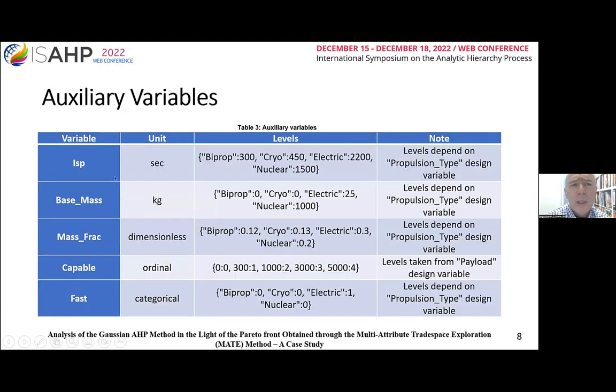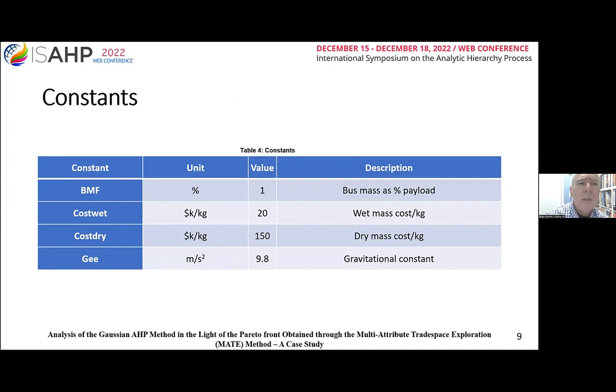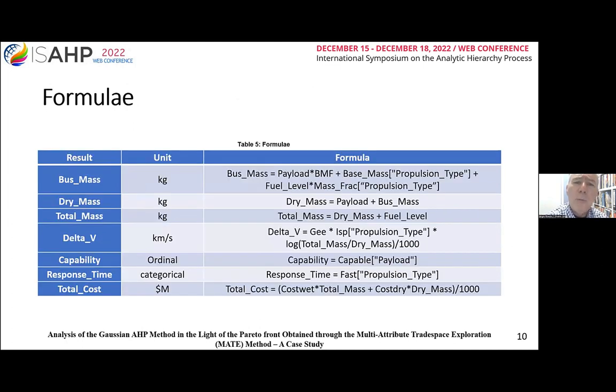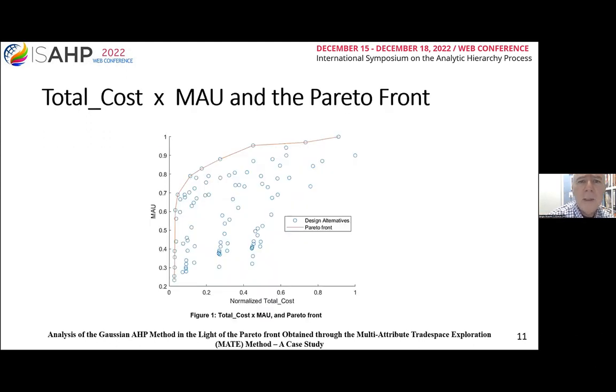They also used some auxiliary variables, which I'm not going to describe, as it's not of interest for this presentation, and some constants and some formulae. Our group used these formulae and auxiliary variables to generate an application for generating the full factorial of all design variables, and to generate the Gaussian AHP method ranking, and to compare the two results. And so this is the result of the MATE method.